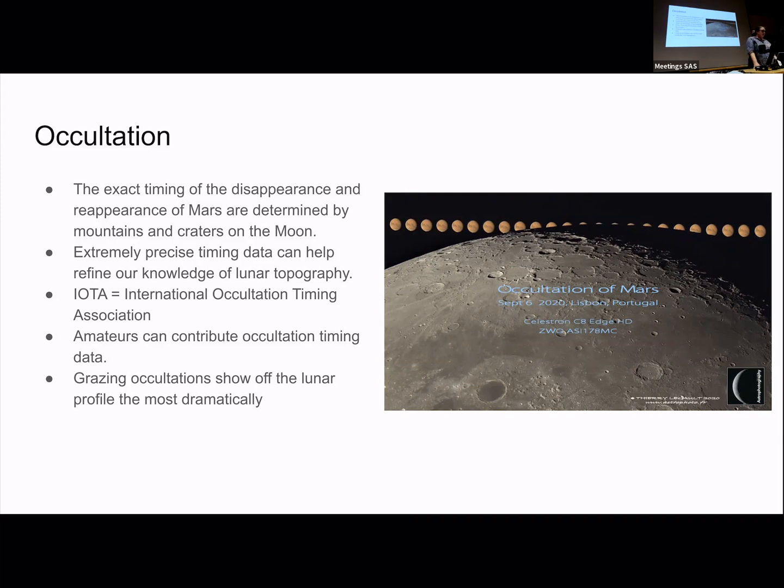And scientists can use this extremely precise timing of occultations, not just of Mars, but of stars and asteroids and all of that, to enhance our knowledge of lunar topography. There's an organization called IOTA, the International Occultation Timing Association, that leads trips to go time these things, and they contribute data to these types of projects. If that's something you're interested in, you can check out their website.